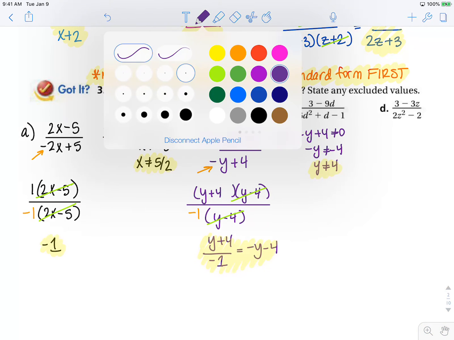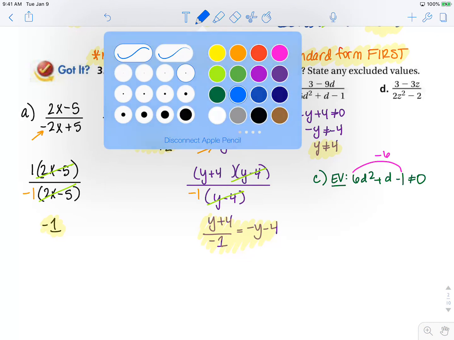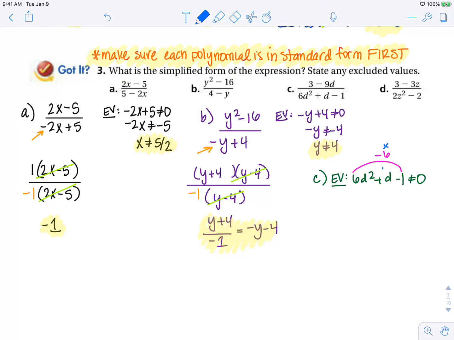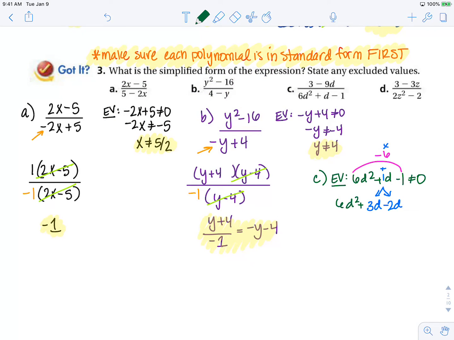So the last one I want to try on this page is part C. We know that for our excluded values, 6d squared plus d minus 1 cannot equal 0. I am going to do a times c splits my b here. Two numbers that multiply to make negative 6 and add to make 1 are 3d and negative 2d, and we'll bring down that first and last term grouping.